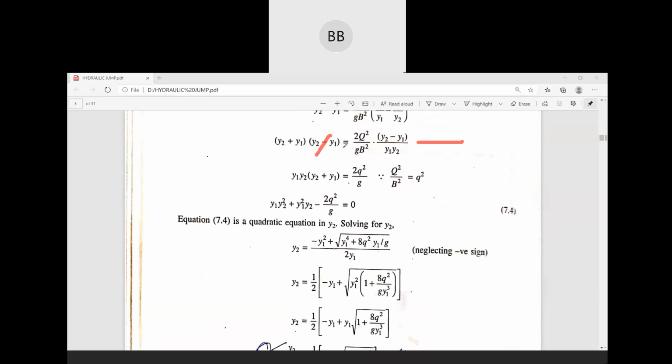So this y2 minus y1 and y2 minus y1 will cancel out. We have y1 y2, it will be cross multiplied. Then it will be y1 y2, and this is already there, y2 plus y1. So q square by b square. We know small q is nothing but discharge per unit width. So q square by b square we can write as small q square. So twice q square divided by g. Then we will have y1 y2 square plus y1 square y2 minus twice q square by g is equal to 0.